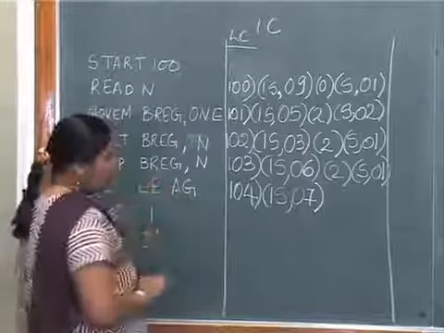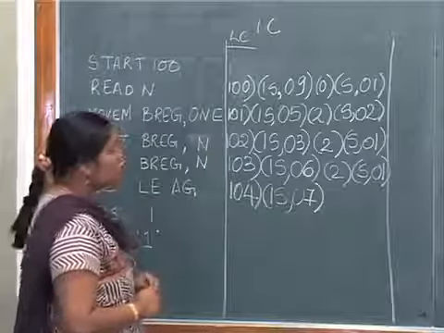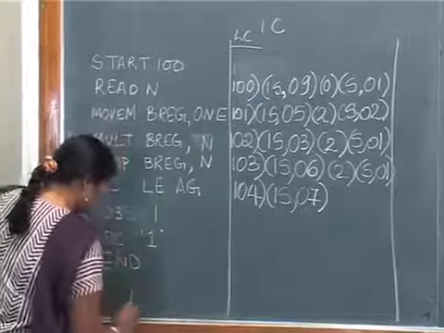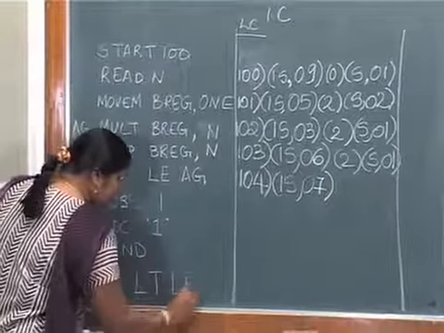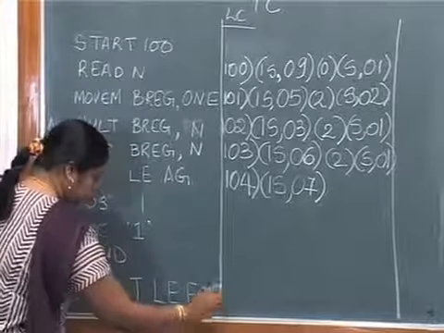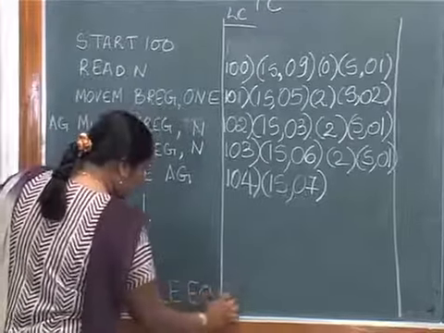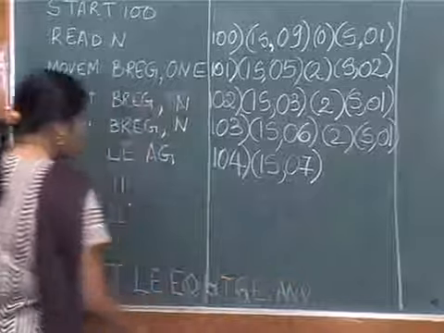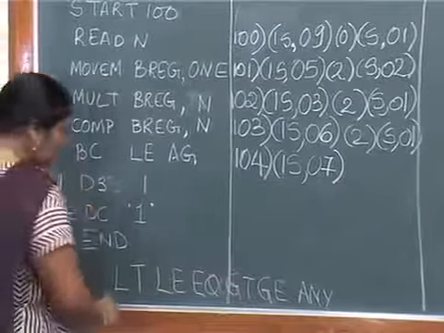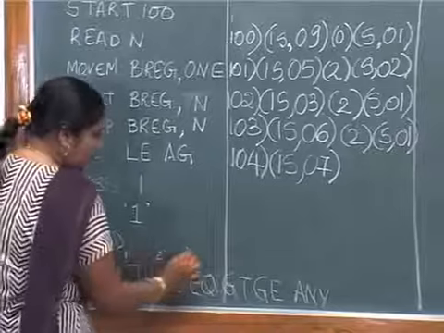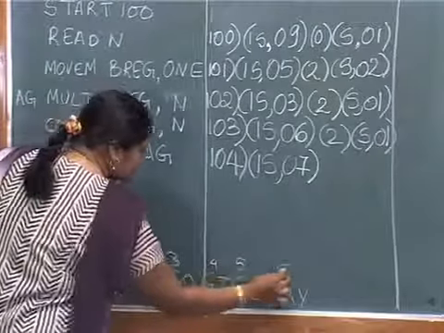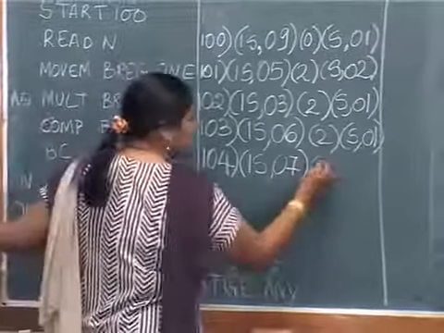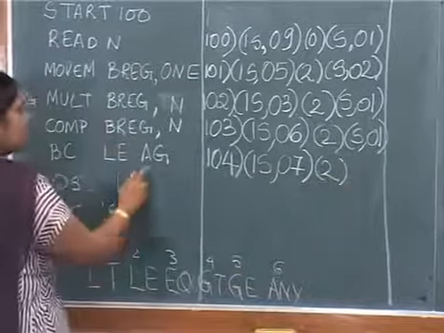Now less than equal to should be represented by a single digit number. We already know what less than equal to is. If you consider all those strings like less than equal to, greater than equal to, and ANY, these are basically associated with the branch on condition mnemonic opcode, and they are given numbers 1, 2, 3, 4, 5 and 6. Now we are searching for less than equal to. The associated value is 2, so we will write here 2, and this happens to be a label.